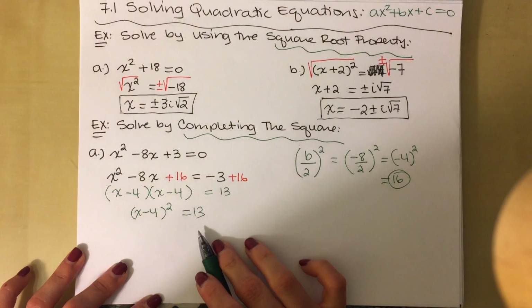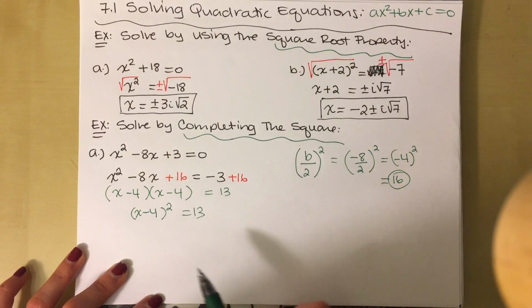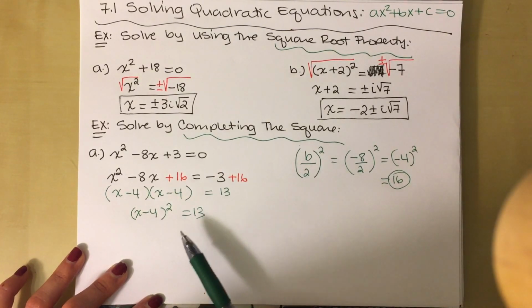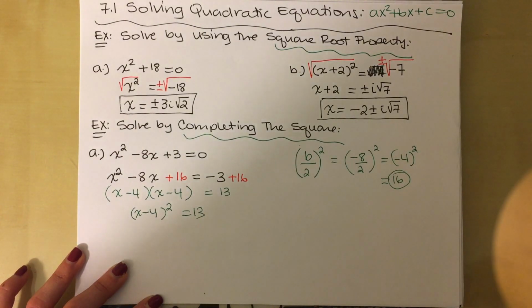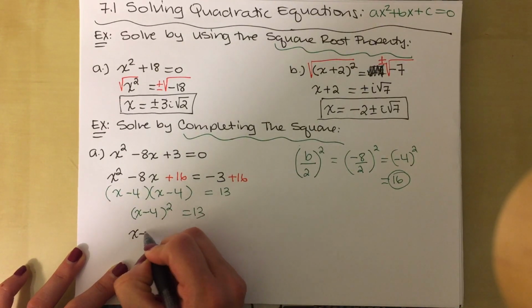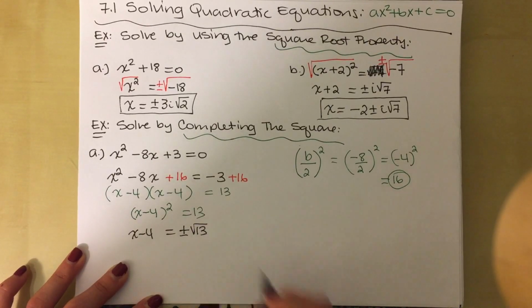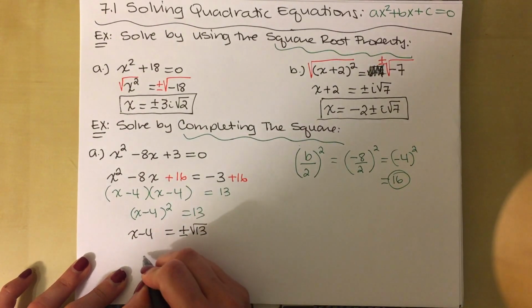Okay, why do I want to write it this way? Because now I can use the square root property. If you look at what we have here, it's the same as example B. At this point, I can just take the square root of both sides and we can solve for x. So we take the square root, we get x minus 4 equal to plus or minus square root of 13. Last step is to add 4.